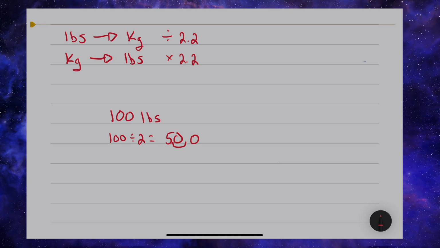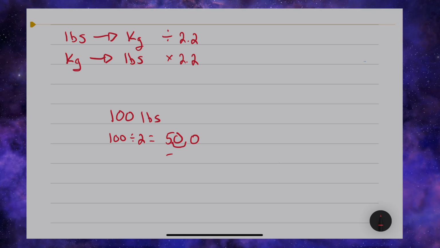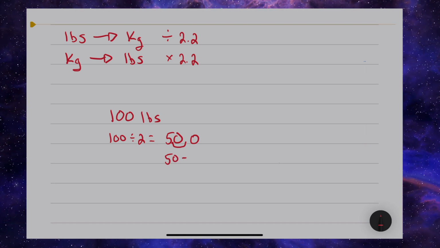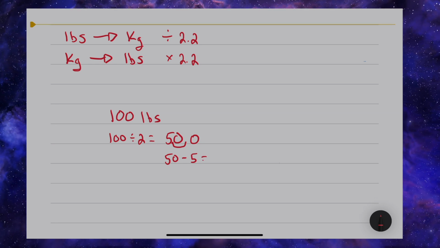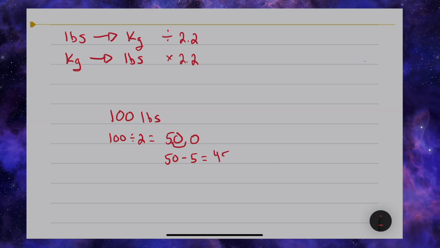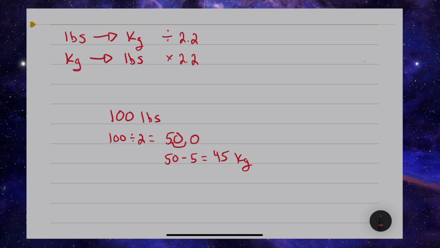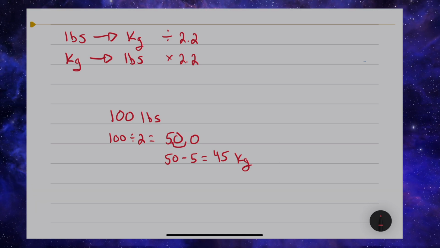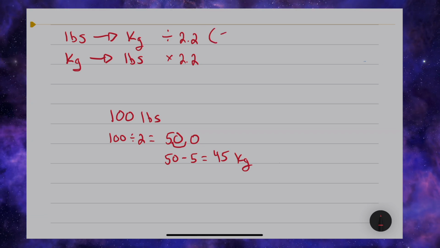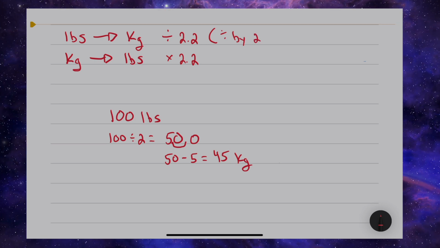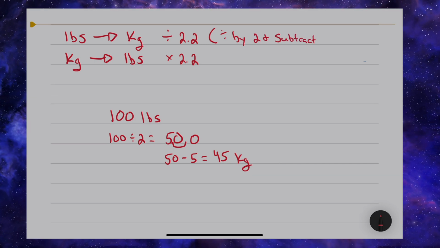So knowing that I have moved the decimal place once, I'm then going to take 50 and I'm going to subtract 10%, which is 5, and I get 45 kilograms. So the cheat to go from pounds to kilograms is to divide by 2 and subtract 10%.